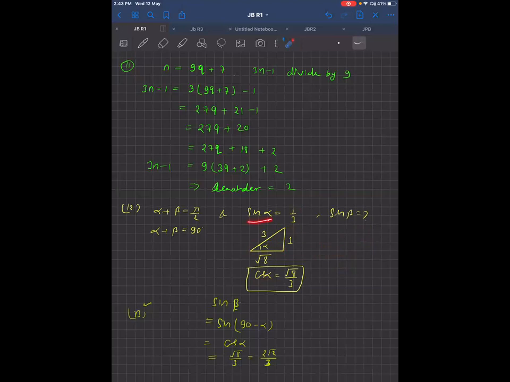So sine alpha is perpendicular by hypotenuse. Base will be root over H square minus P square. So from this we got the base. After getting all three sides, cos theta equals B by H. Anything else in this question number 12? Otherwise, write down and we will discuss the next question.